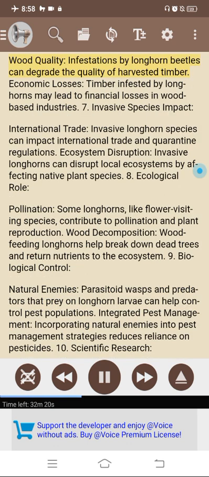6. Timber and wood industry. Wood quality. Infestations by longhorn beetles can degrade the quality of harvested timber. Economic losses. Timber infested by longhorns may lead to financial losses in wood-based industries.